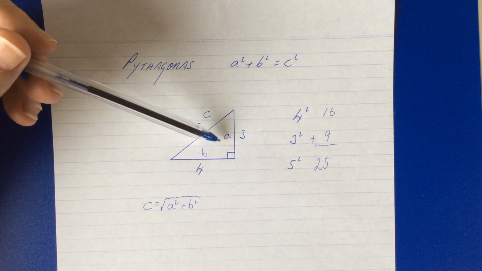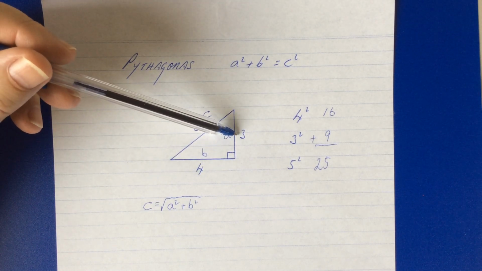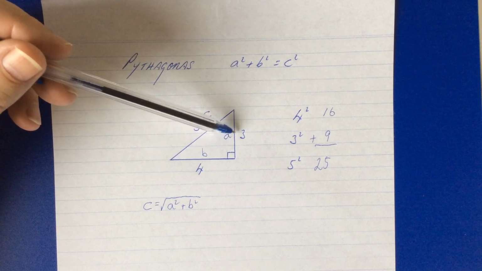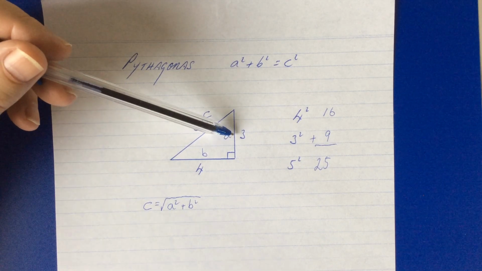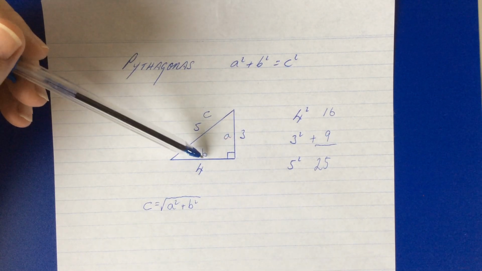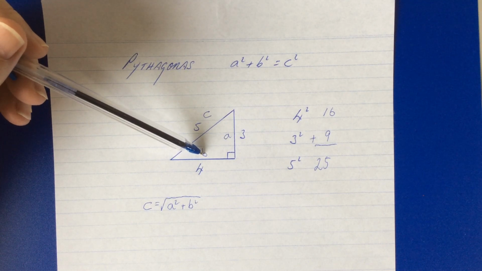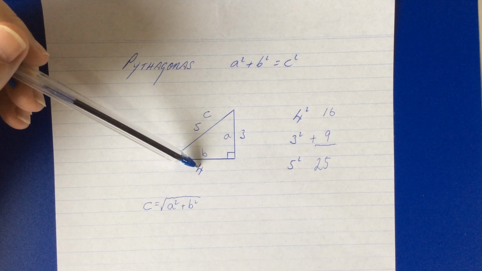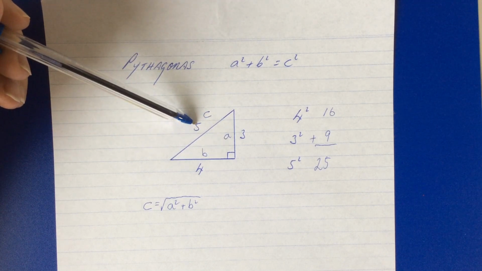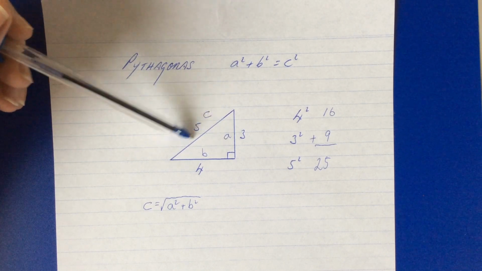What the theorem says is that if you take this side, which we've called A, and you square it, meaning that you multiply it by itself, 3 times 3 is 9, and you take this side, which we've called B, and you square it, 4 times 4, 16, you will get this side squared, C, the hypotenuse.